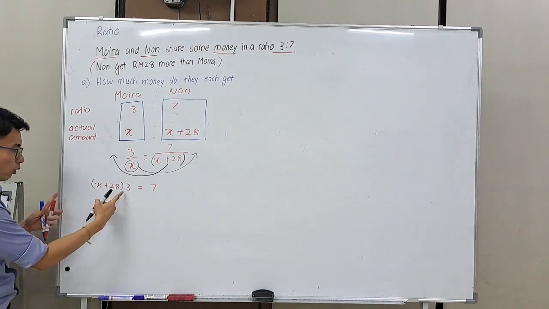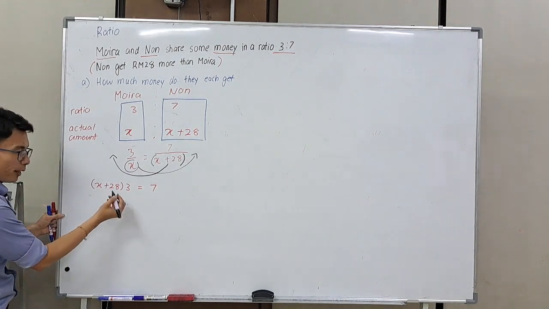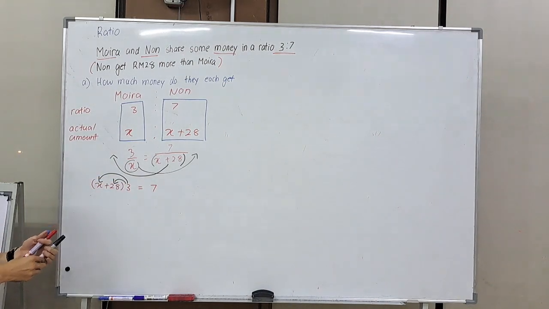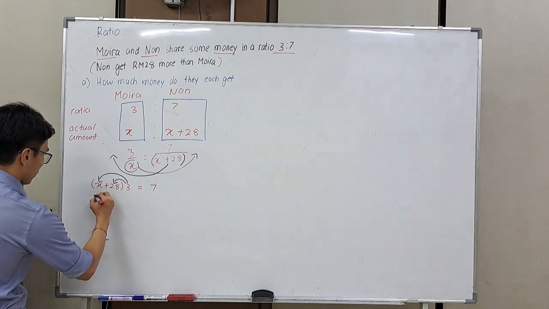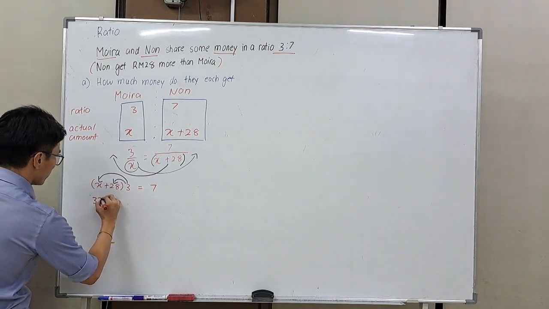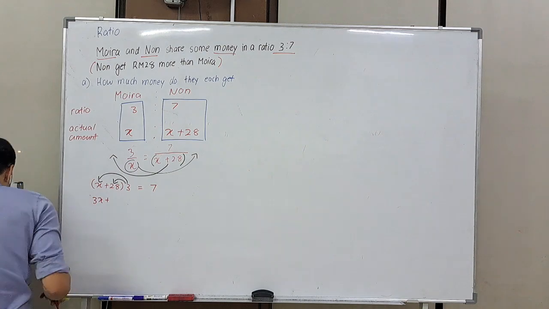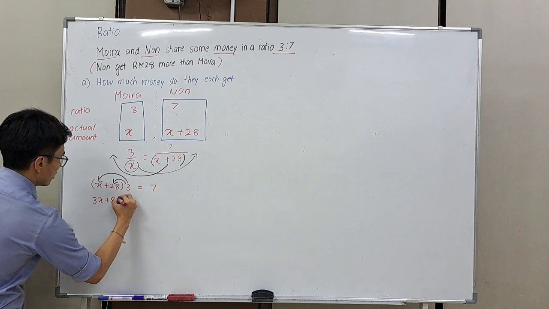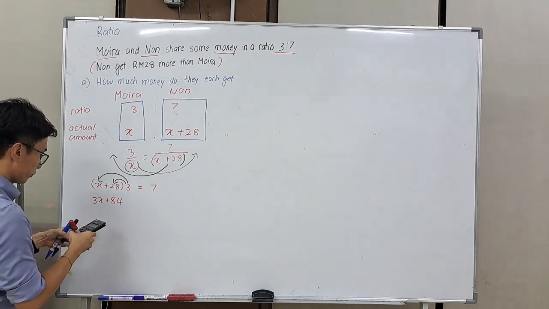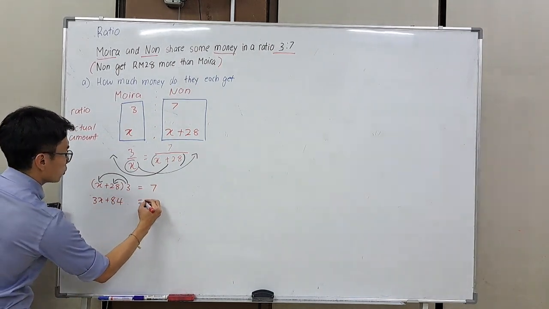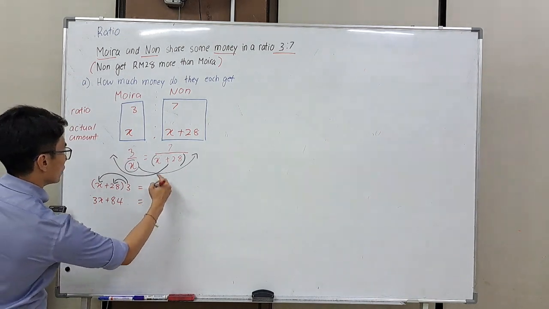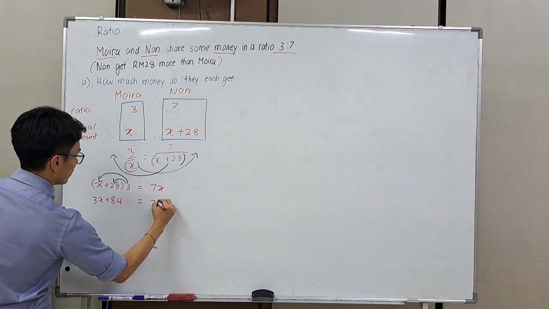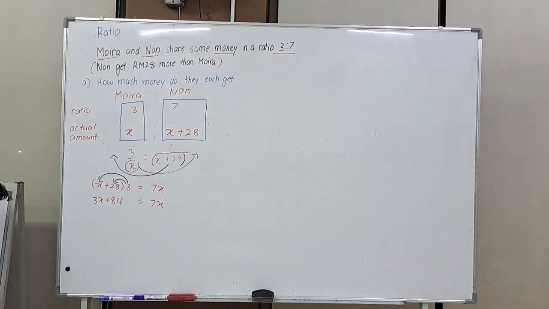Now, what does this mean? Expansion, right? This one multiplies this one, and this one multiplies this one. So let's do that. I have 3x here plus 28 times 3, which gives 84. This will equal, okay, this x I'll bring up, 7x.